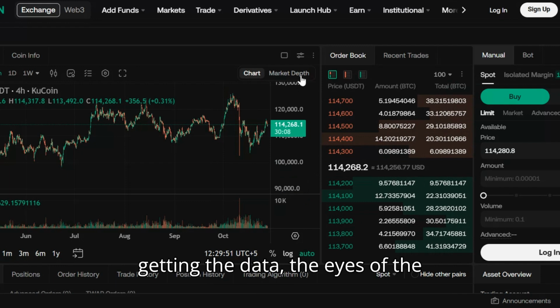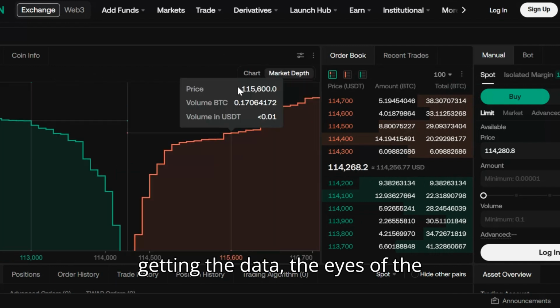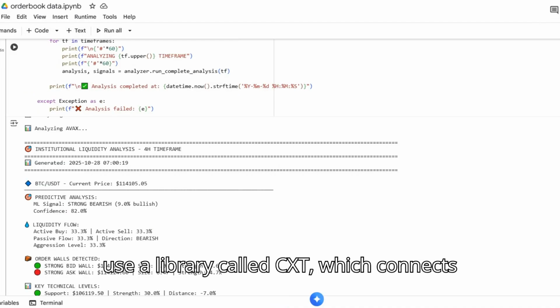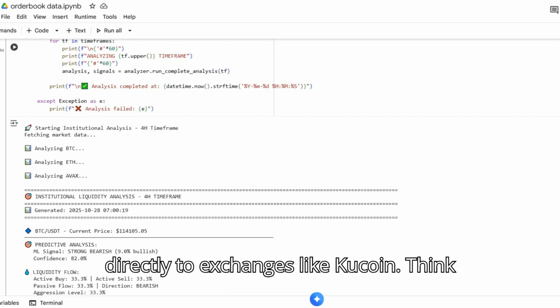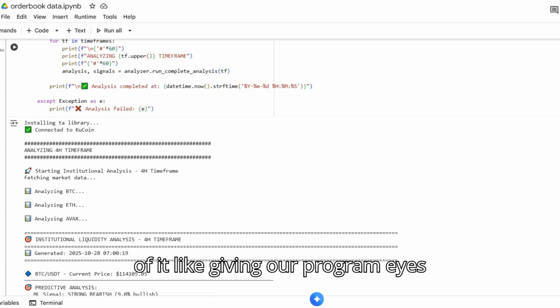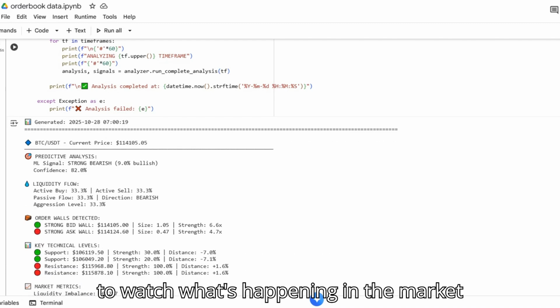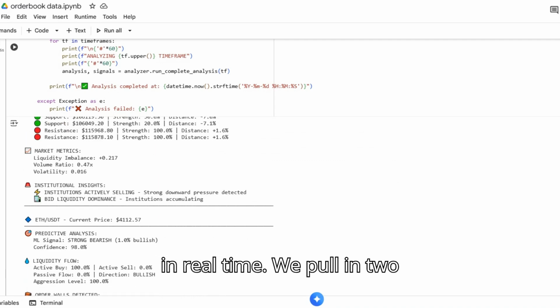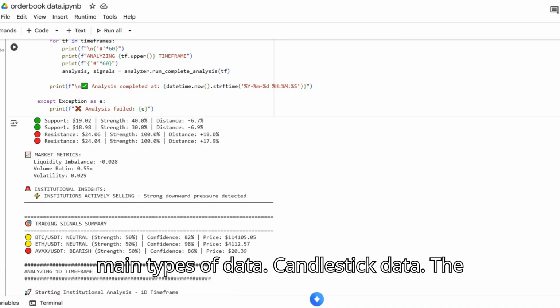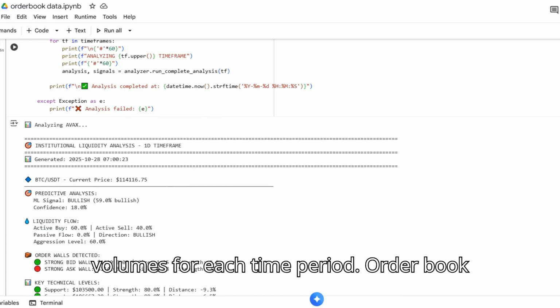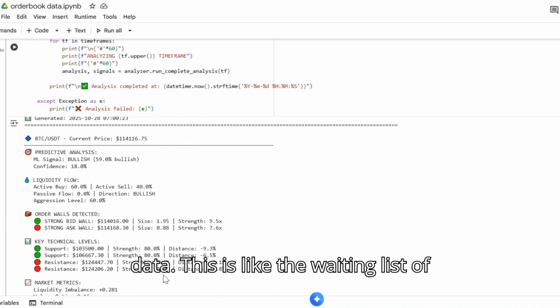Part 1. Getting the data. The eyes of the system. Everything starts with data. We use a library called CCXT, which connects directly to exchanges like KuCoin. Think of it like giving our program eyes to watch what's happening in the market in real time. We pull in two main types of data. Candlestick data, the price highs, lows, opens, closes, and volumes for each time period.